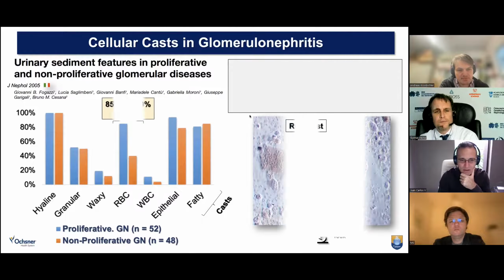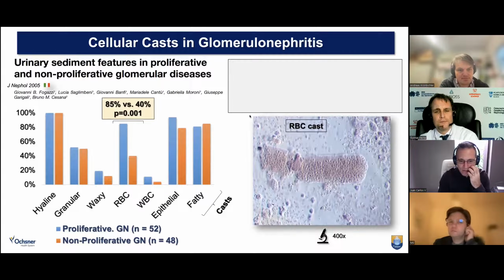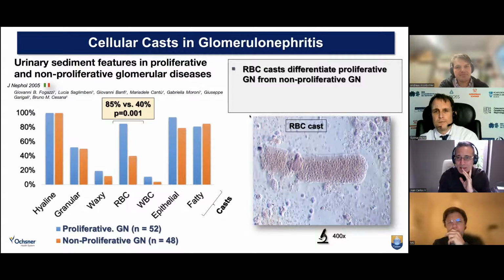And the first observation here is the presence of red blood cell cast in the blue column here in the middle. It was much more likely to be present in those with proliferative glomerulonephritis. Quite impressive percentage, 85%. That's not, in our experience, we don't find it to be so common. And then when we looked at other findings here, they were not as different as the RBC cast. We can see here the image.